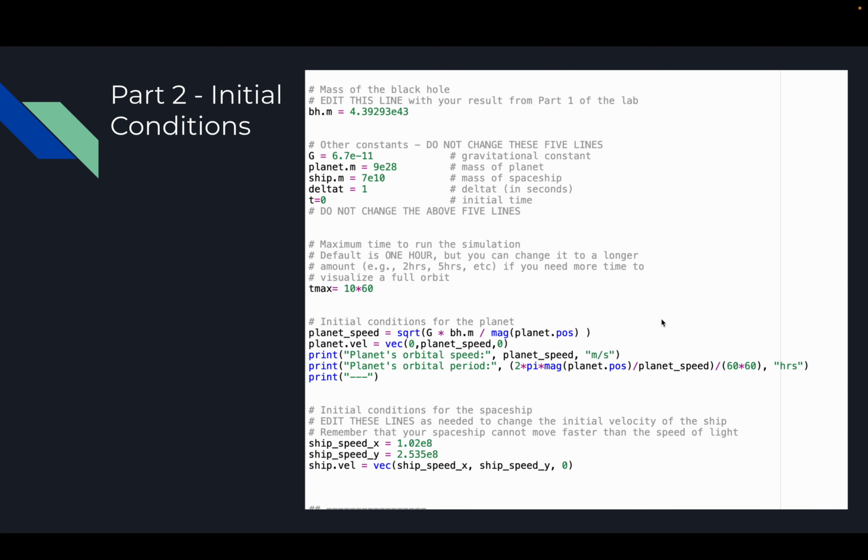So our part 2 initial conditions are, black hole mass again was 4.39 times 10 to the 43rd. We have our gravitational constant, the mass of the planet, mass of the ship, which are already updated there. Then we use the initial conditions, planet speed. We use a formula. We took the square root using the FG formula. And then we updated the velocity.